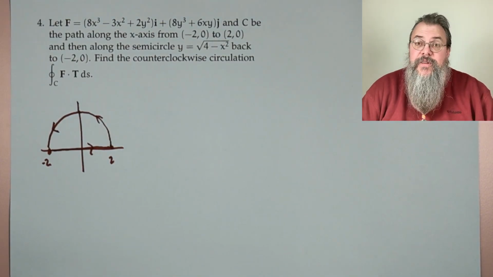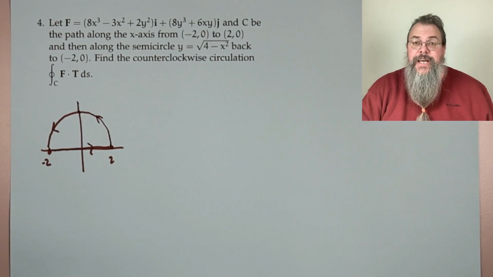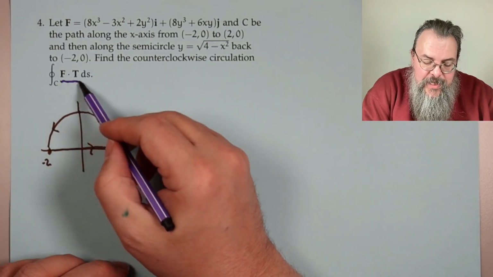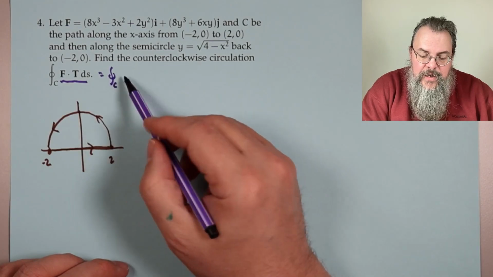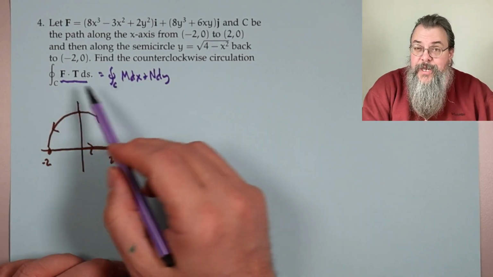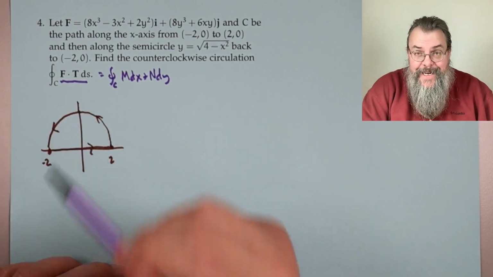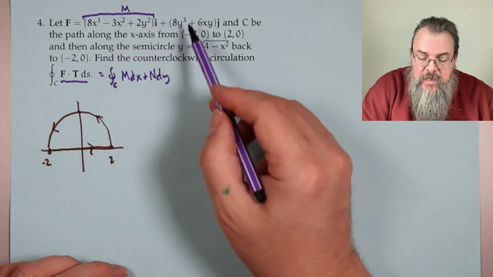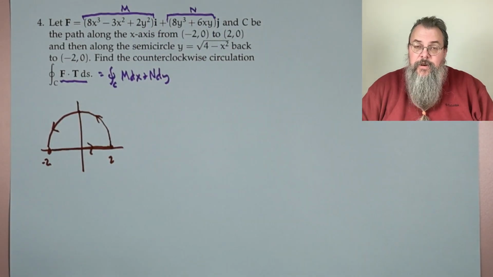Now, the question. Find the counterclockwise circulation. So we're asked to find the integral along the curve of f dot t ds. Now, if you're wondering, wait, what is f dot t ds? Well, this is the same thing as the integral along the curve of your m dx plus n dy. So it's just different notation. So in particular, this is the way that Green's theorem is set up, where, to be clear, this is your m, and this is your n. All right, so, like, cool.